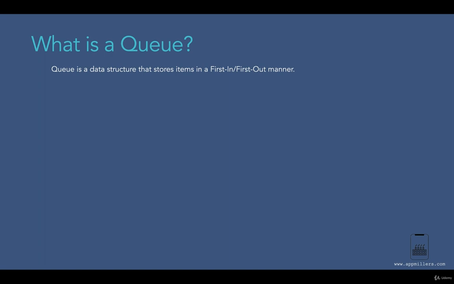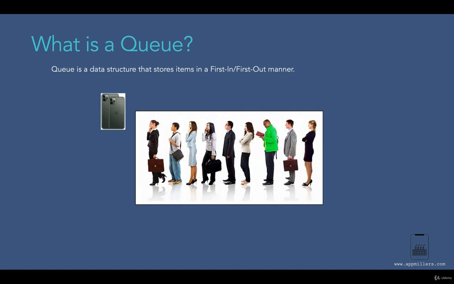first out manner. So what does it mean? To understand this definition very clearly, let's look at a real-life example. As you would have guessed, the queue is the same as the real-life queue that we see in our daily lives. So here we have a bunch of people who formed a queue to buy a new Apple iPhone from the App Store. The queue data structure is also very similar to the queue that we see over here.